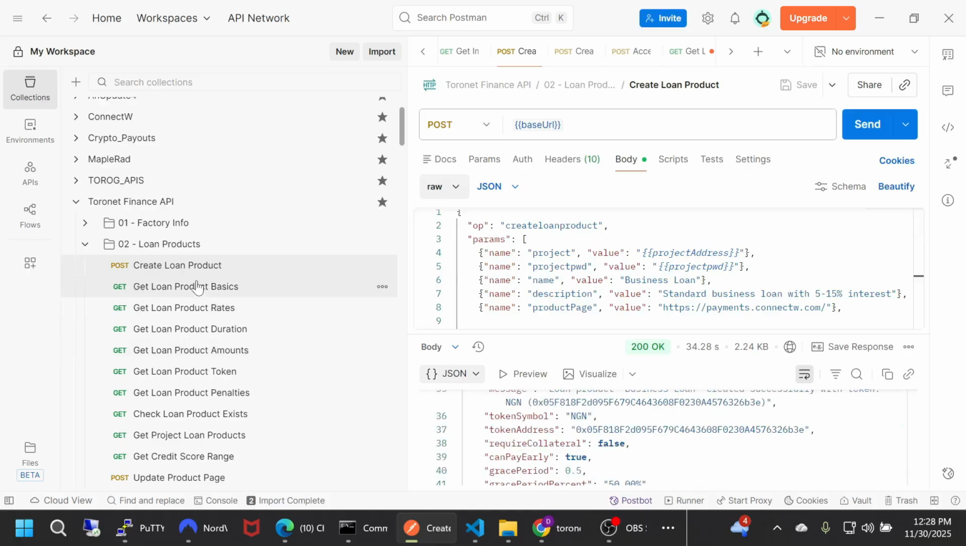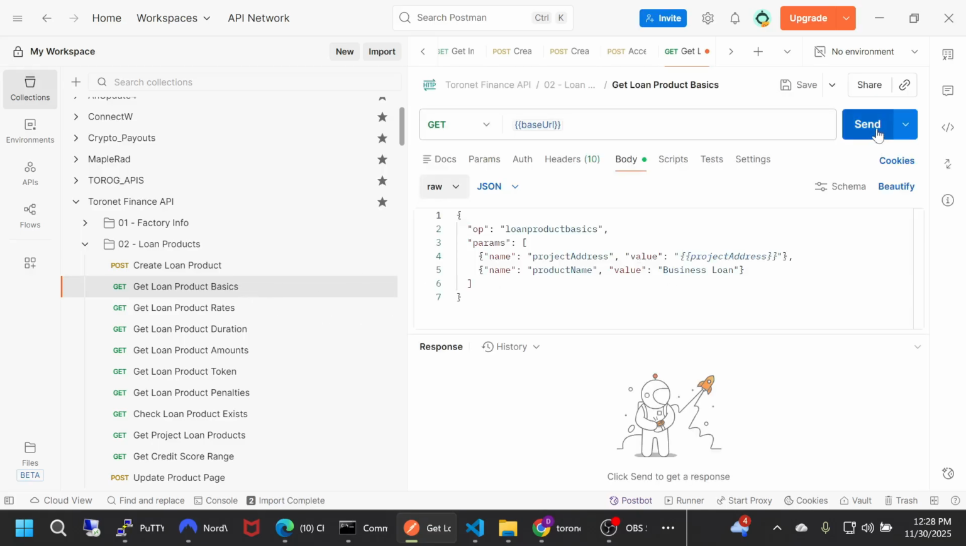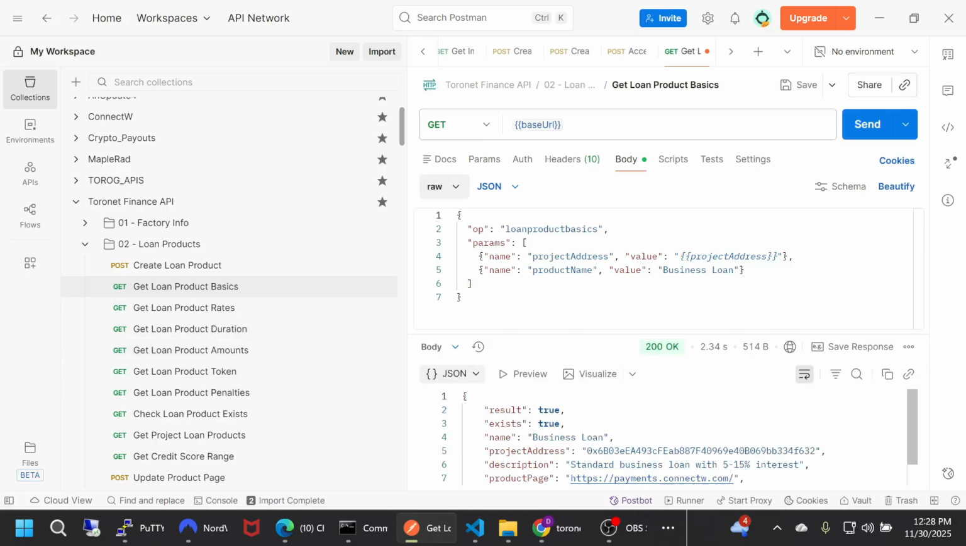There are other things you could use to manage the loan. You could check the loan info, which is just to get the information on the loan type. And you can check the rates, which is a range, duration, which is a range. The product page, I didn't mention this, it's a product page which allows the project to describe the type of products that this loan type is intended to support. Then you have amounts, tokens, penalties for people to see what those conditions are. And then it's credit score ranges, and you can update the product page.